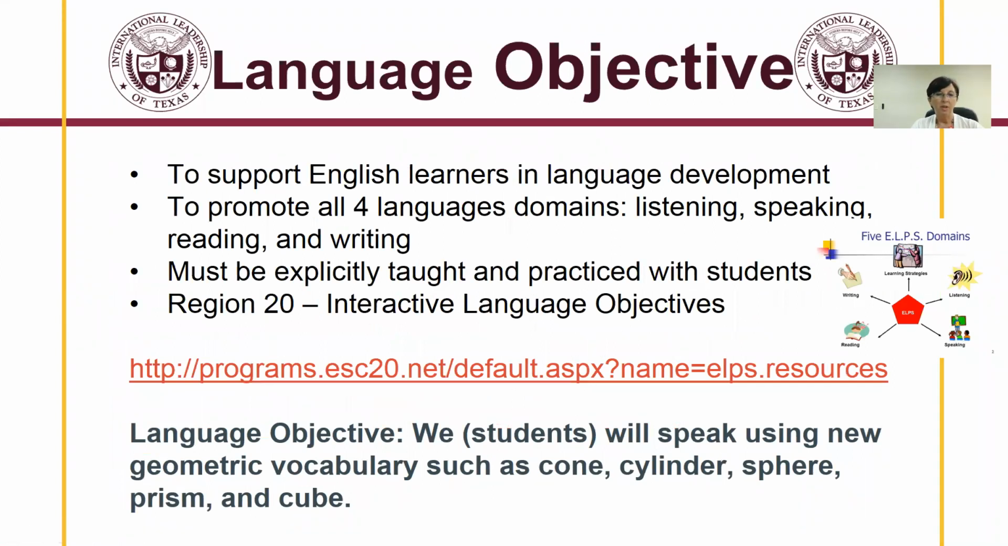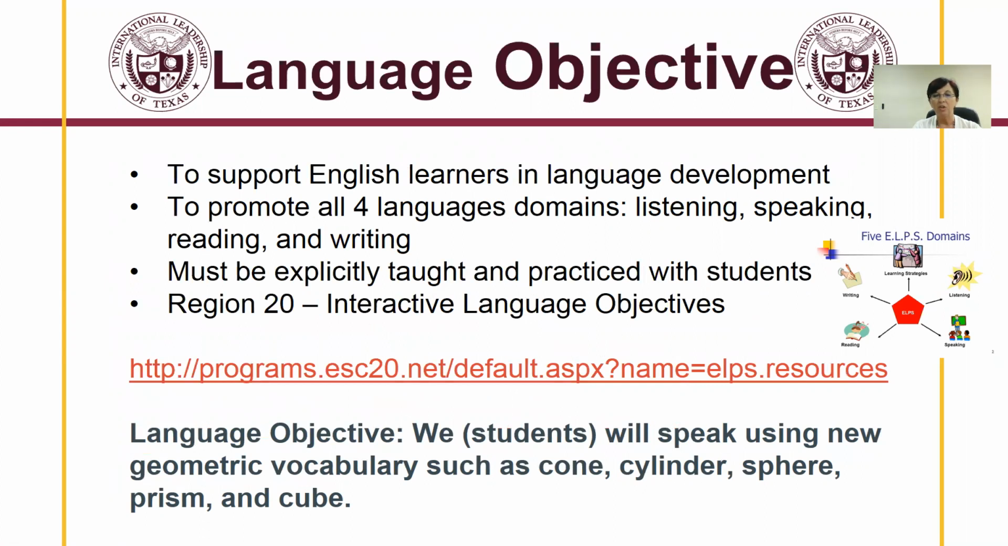Language objectives. When do we use language objectives? We use language objectives whenever we have language learners in our classes. Even if we have one single language learner, the expectation is that we have language objectives and that we develop our students' language proficiency. Language objectives must be stated and explicitly taught and practiced with the students.